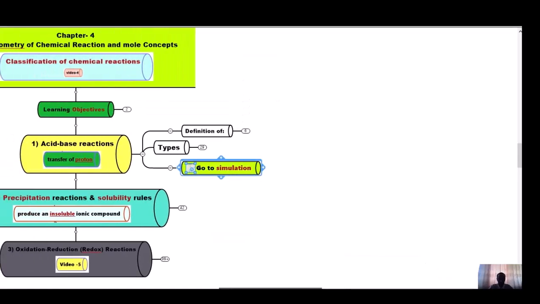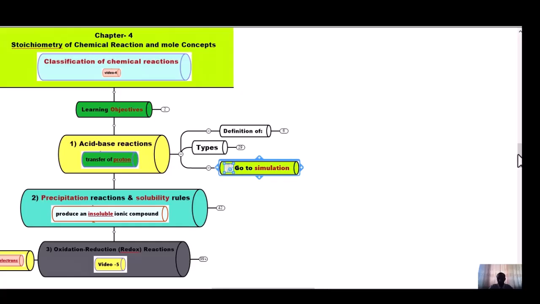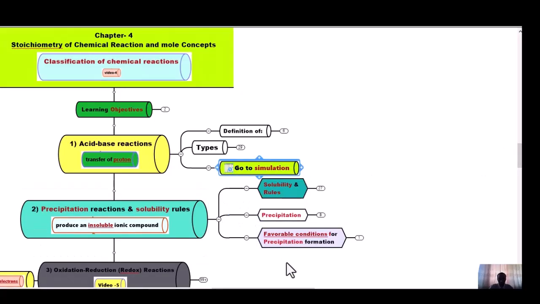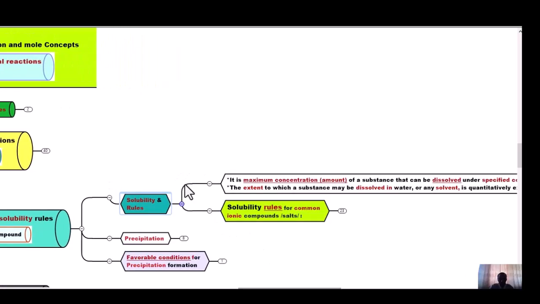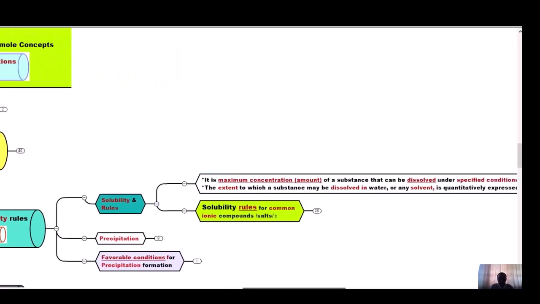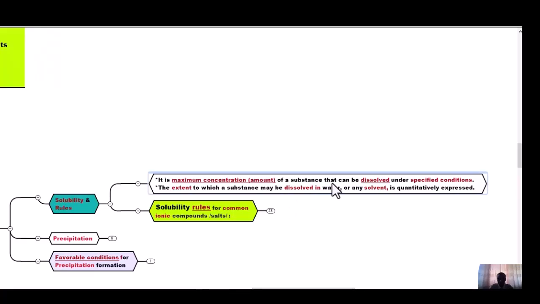Another is precipitation. What is precipitation? Before going to explain the precipitation, let me explain to you about solubility. What is solubility? Solubility is the maximum concentration or amount of substance that can be dissolved under specific conditions, and it can also be explained as the extent to which a substance may be dissolved in water or any solvent, quantitatively expressed.